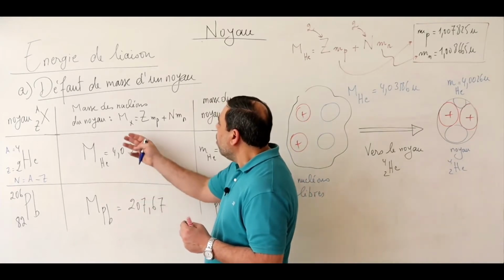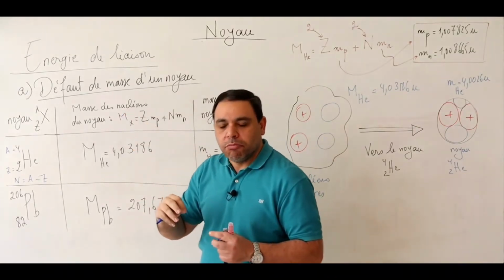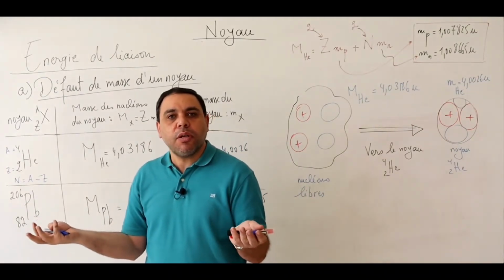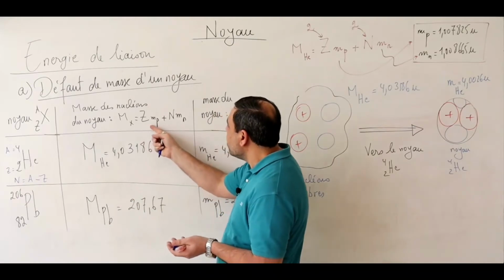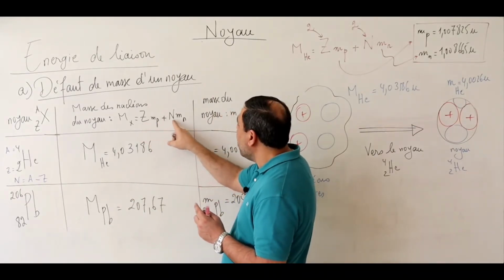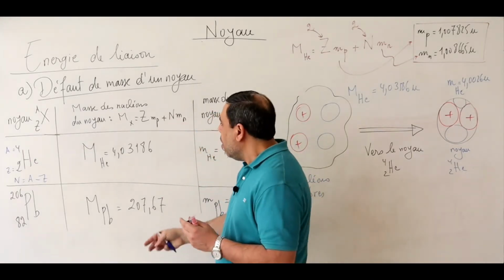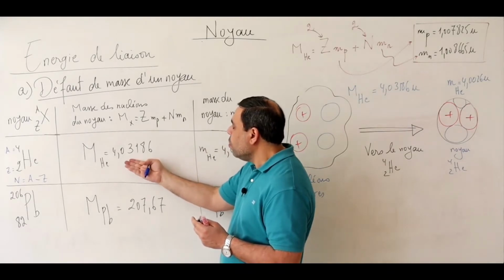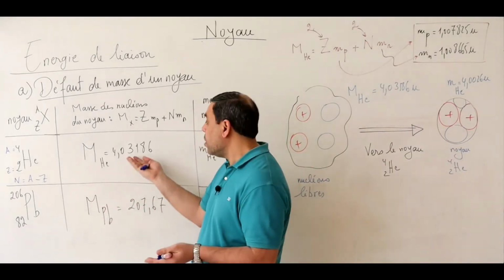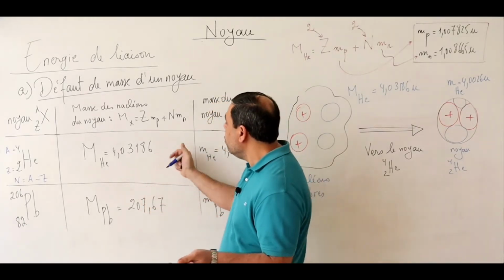In this column, we have the mass of the nucleons of the nucleus. It is the mass of the protons, which is the number of the protons multiplied by the mass of 1 proton, plus the mass of the neutrons, which is the number of neutrons multiplied by the mass of 1 neutron. When performing the calculations, we find that the mass of the nucleons that form the helium nucleus is 4.03186 u.